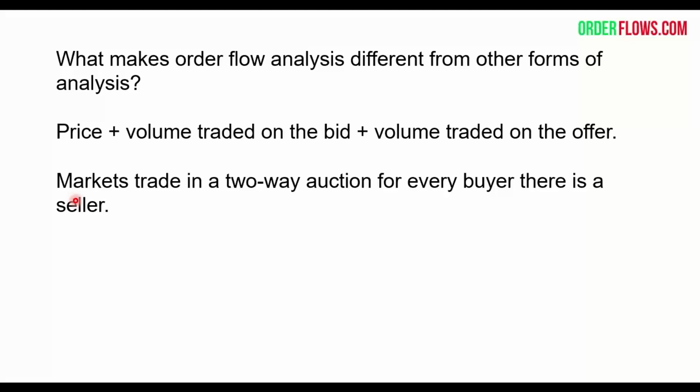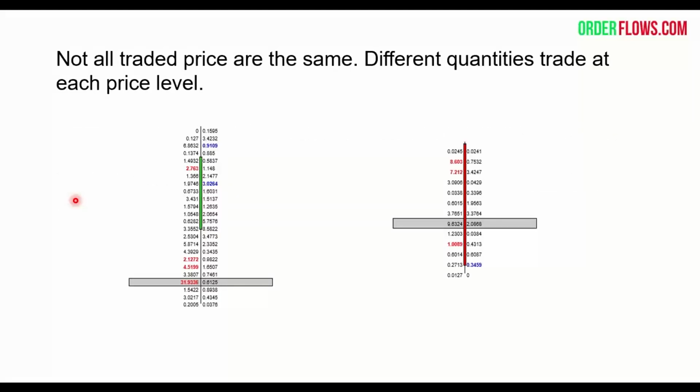It's when somebody crosses the bid-offer, moves their bid from the current bid to the offer price to buy from the offer, that's when you have a trade. Or when a seller goes down and hits the bid, that's when you're going to have a trade. So not all traded prices are the same, right? Different quantities trade at each price level. Some prices might have 30 contracts traded, some might have 2 contracts traded, some prices might have no contracts traded, right?